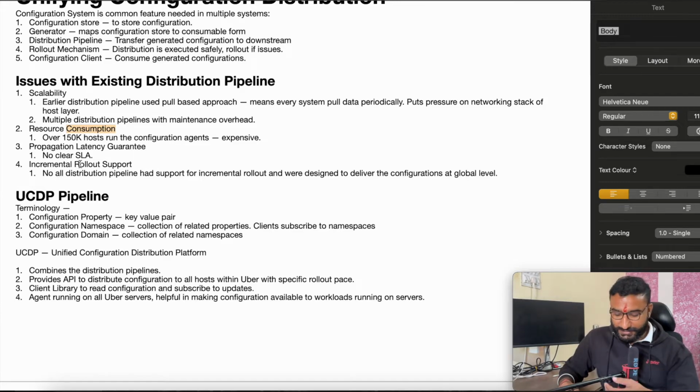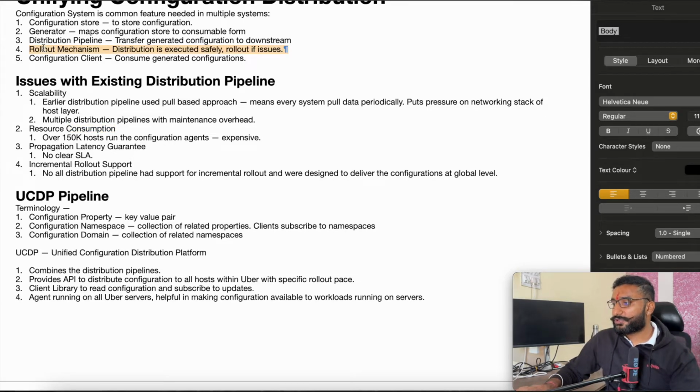Incremental rollout support. This is one of the things we discussed in the rollout mechanism in the previous discussion: we have to ensure that we have a proper rollout mechanism in place to deliver those configurations to the clients. We had multiple distribution pipelines earlier, and not every distribution pipeline has a proper rollout mechanism in place. It's again a maintenance overhead, if you are managing different rollout strategies in all the distribution pipelines. How can you minimize the effort? Just do it at one place, which is our configuration store, which we are discussing today, and then leverage it across the systems. Great, so these are the issues which we are facing.